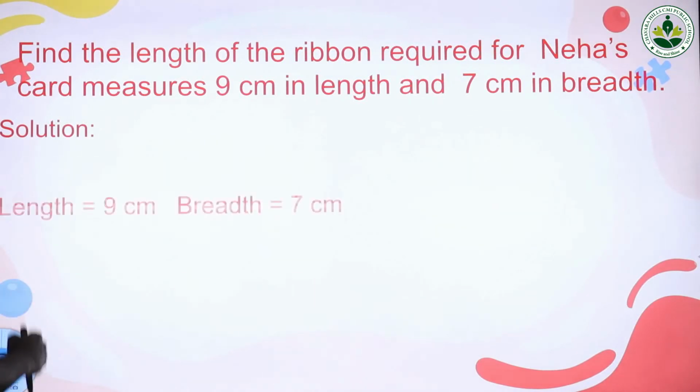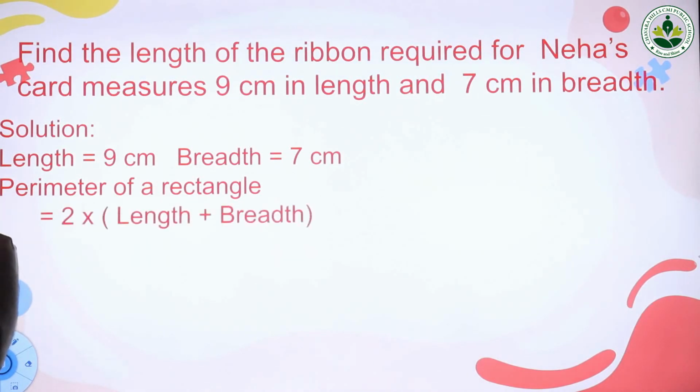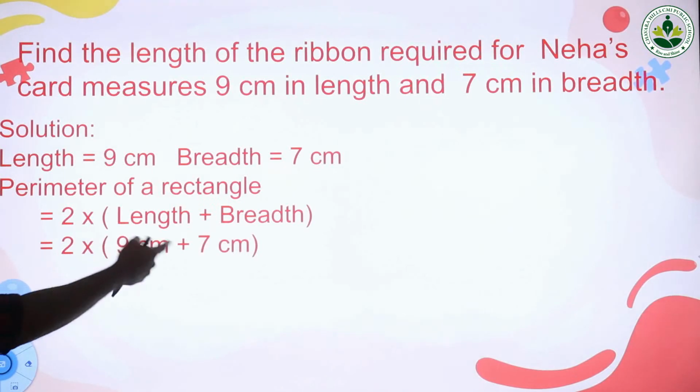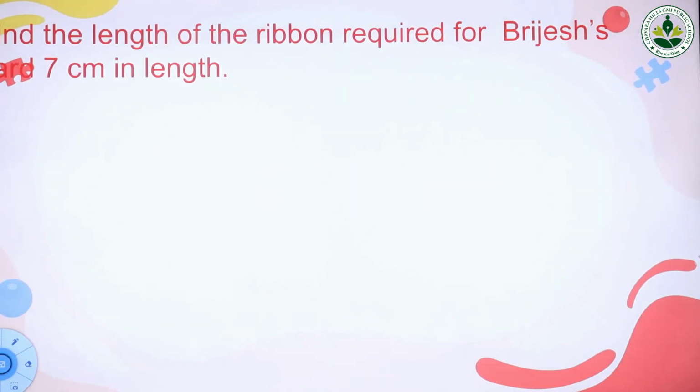Here we need to find out the perimeter of that rectangle. Length is given 9 cm, breadth is 7 cm. 2 into length plus breadth is the perimeter of a rectangle. So 2 into 9 plus 7, that is equal to 2 into 16. Answer is 32 cm.